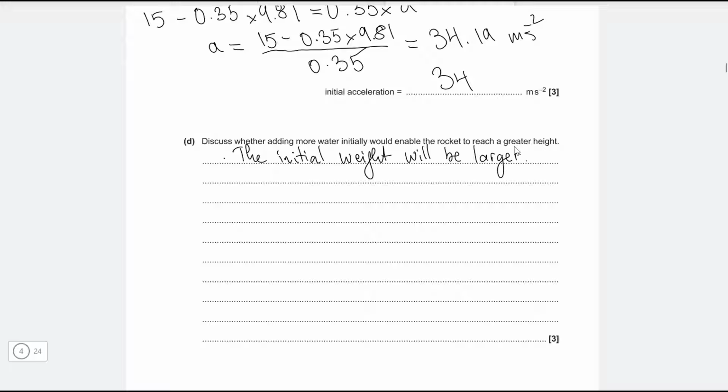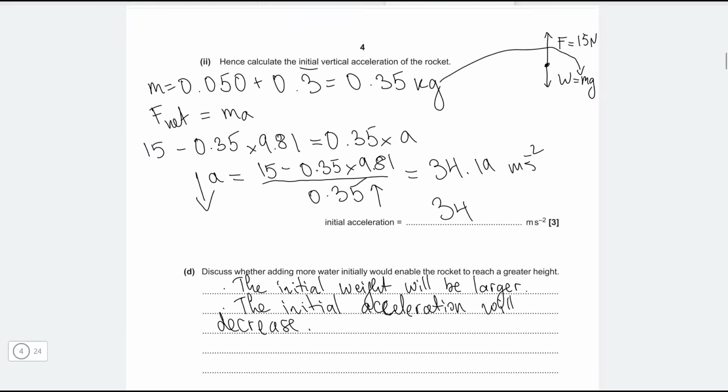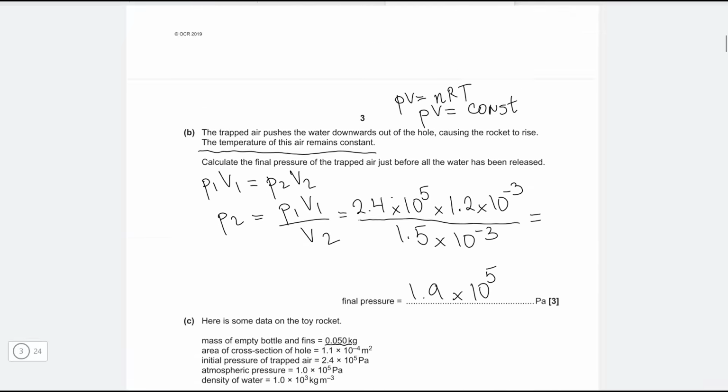If the initial weight is larger, so let's say that this factor here increases in the previous question, then the acceleration will surely decrease because they're inversely proportional. So we can say that at least initially, the initial acceleration will decrease. However, there is one critical thing which we need to consider as well, and that is that the time the rocket will be working for will actually be increasing as well.